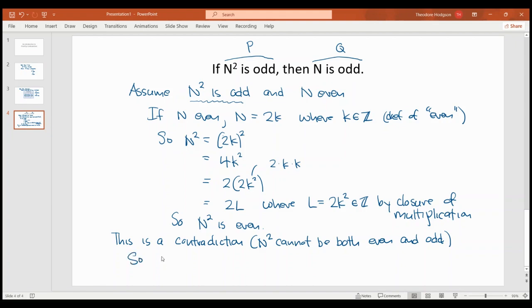So if n squared is odd, n must be odd. And that is our proof.